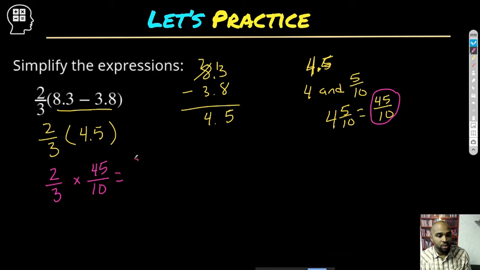And if you do that, you're going to get 90 over 30. And that becomes easy, right? Because 10 divided by 10, these zeros are going to divide out if you divide by 10. And we're left with 9 over 3. 9 divided by 3 is just 3.